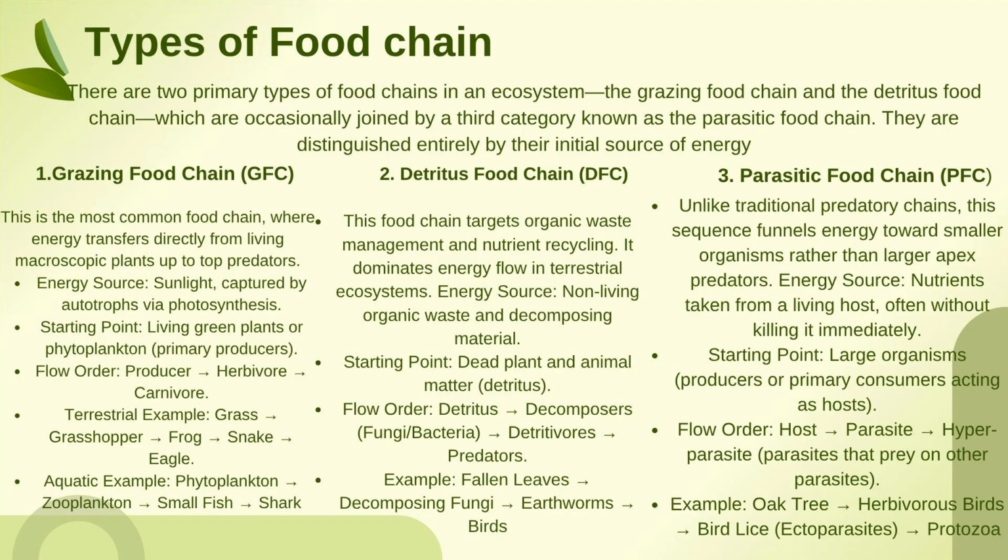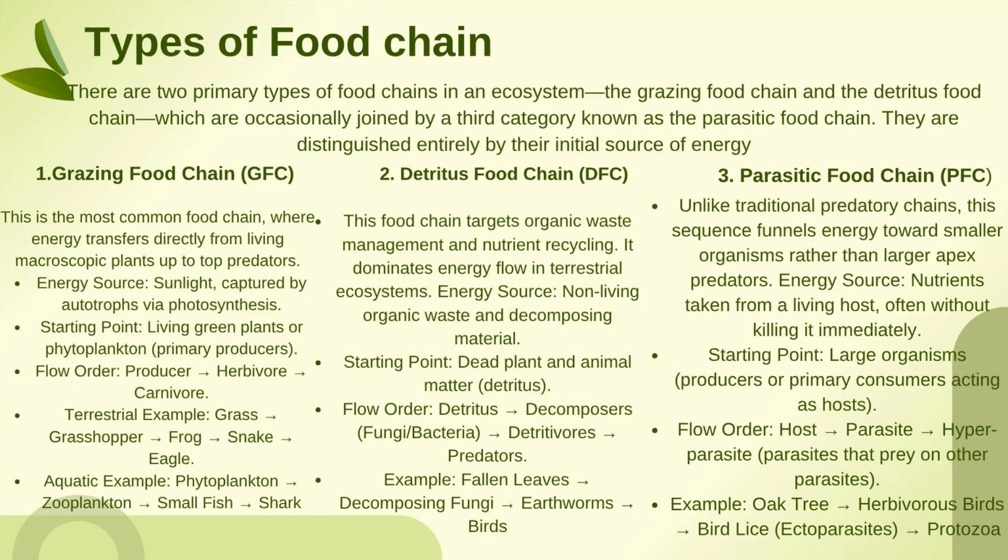How does the flow go? First detritus, then the decomposers. Decomposers will be these fungi and bacteria. Then come the detritivores and the predators. Example: the leaves fall from the tree and the fungi decompose them, and then come the earthworms, which do their part, and then the birds, which also participate in this.